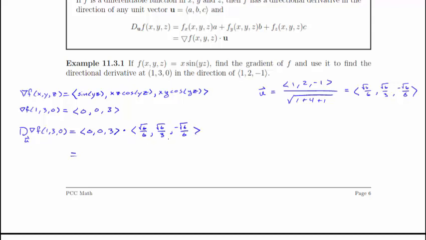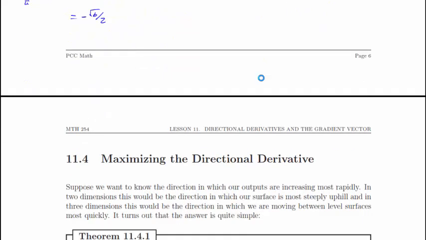And when we dot these together, the first couple of components are going to cancel to 0, and we get minus root 6 over 2. So this is saying that the change in w, the change in my outputs of this three-dimensional function, is negative root 6 over 2 when we move in the direction (1, 2, negative 1). All right.